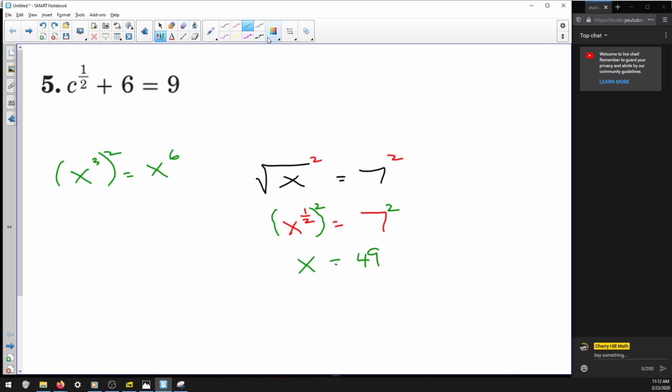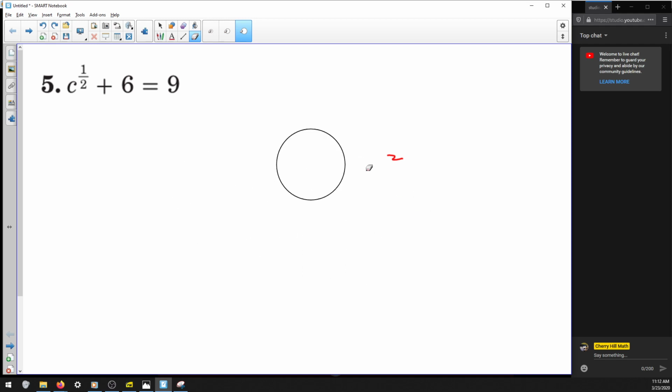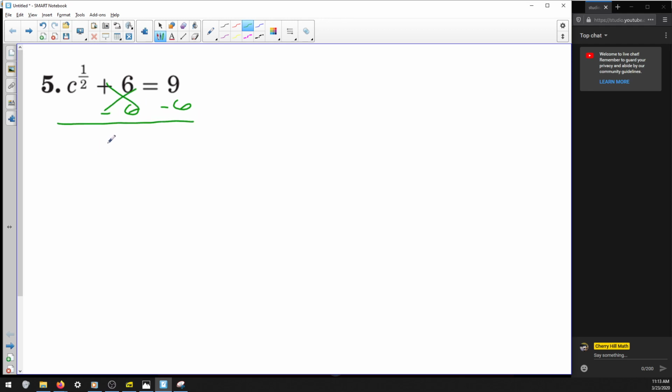So for this problem number 5, and for all of them in this whole section, our job is going to be to get the variable alone, or whatever contains the variable alone, and then I can get rid of that 1/2 by using a 2, or I can get rid of a 1/3 by using a 3, etc. So I'm going to start off by getting rid of this +6 by doing -6, and on the other side I'll do -6 as well, and that will cancel, and I'm going to be left with the c to the 1/2, and then 9 minus 6 is just 3.